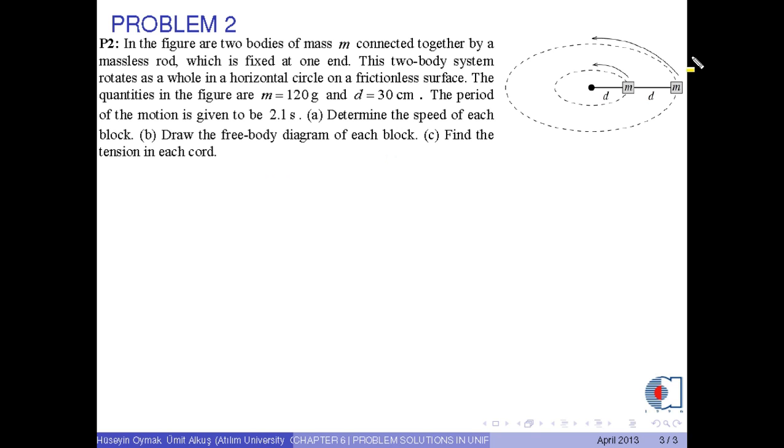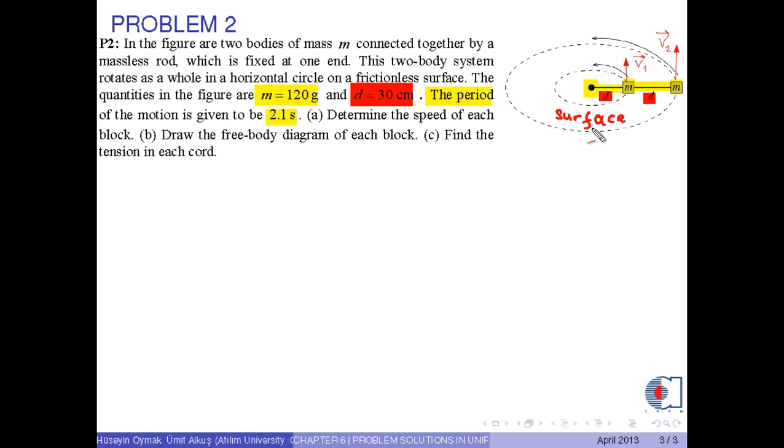In this figure, you see two bodies of mass m connected together by a massless rod, which is fixed at one end. This two-body system rotates as a whole in a horizontal circle on a frictionless surface. The quantities in the figure are m equals 120 grams and d equals 30 centimeters. The period of the circular motion is given to be 2.1 seconds.